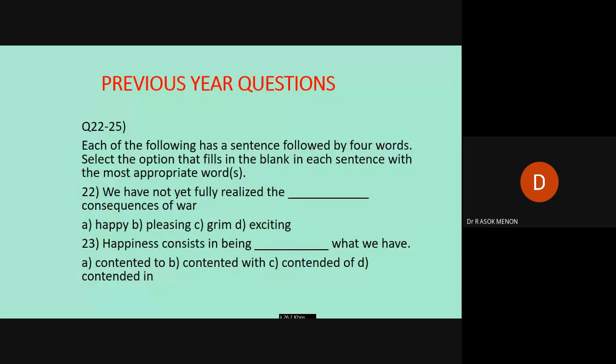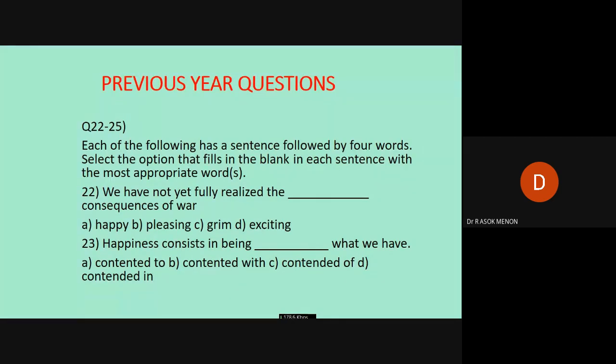Now we have a sentence followed by 4 words, choosing words from the options given. We have not yet fully realized the dash consequences of war. So it is very much guessable and interesting. Realize the consequences is a negative something. So the answer is grim consequences. Grim means frightening consequences of war.